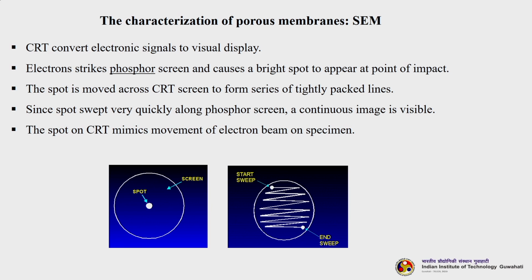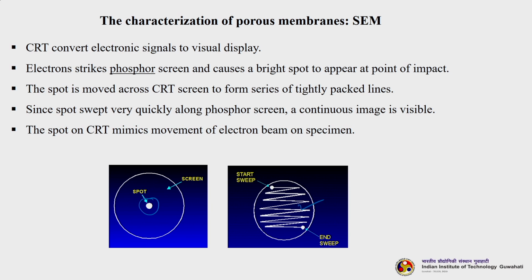Okay, cathode ray tube. So, electrons strike a phosphorus screen. The screen here actually is a phosphorus screen, and it causes a bright spot to appear at the point of impact. So, when they are impacting, it will create a bright spot. Now, this spot actually moves rapidly. The spot moves across the CRT screen to form a series of tightly packed lines. This is how it looks.